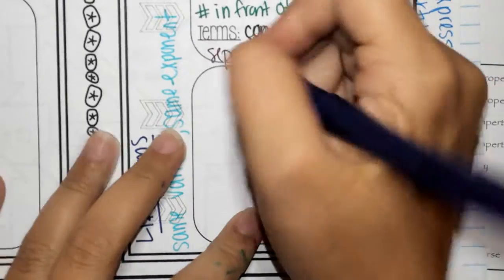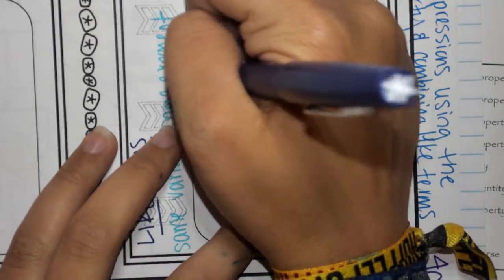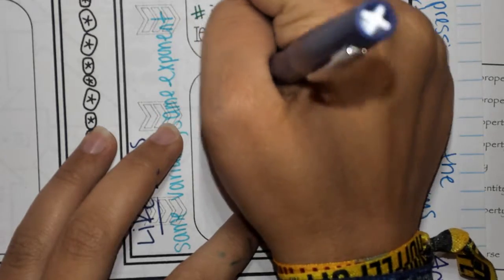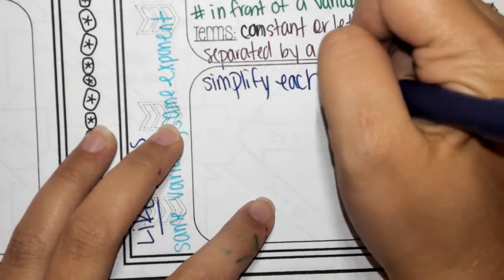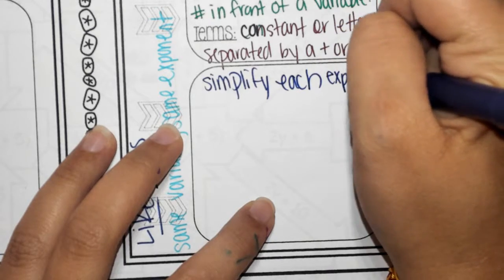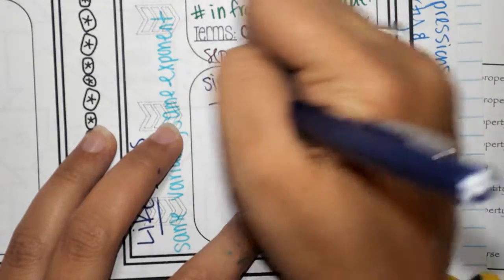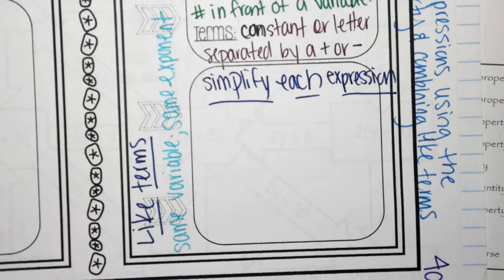Okay, so what we're going to write right here is: simplify each expression. And we're going to do 2 examples. Super crazy, I know.